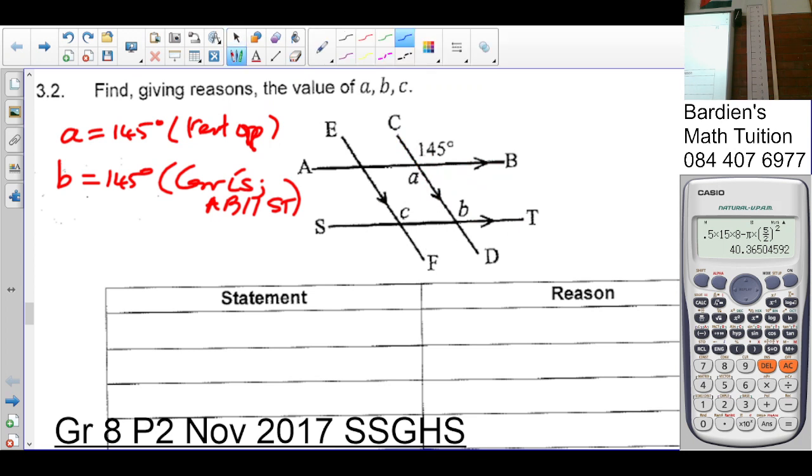C, vertically opposite. You only get vertically opposite where the transversals intersect. Co-interior. Okay, but if you look at co-interior angles, what do you notice? There's no angle there corresponding. So I remember there's 145 lying there.